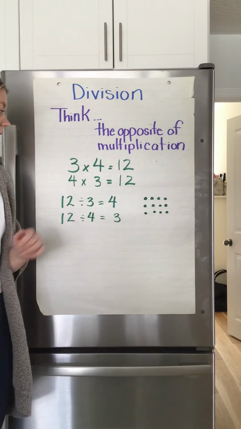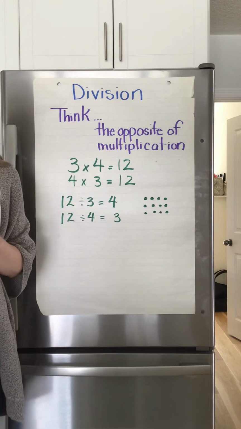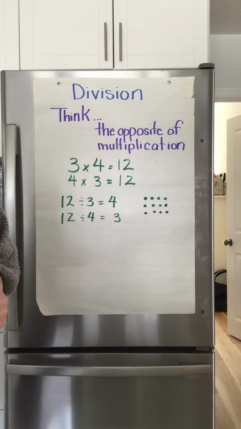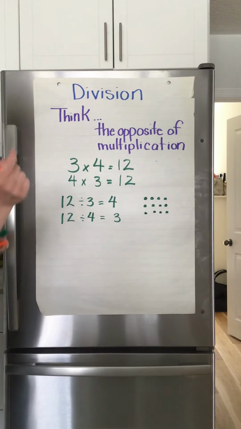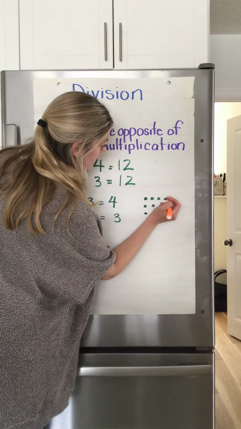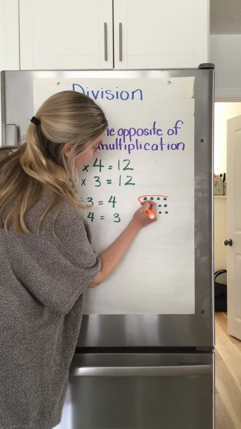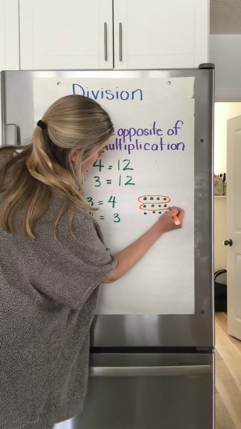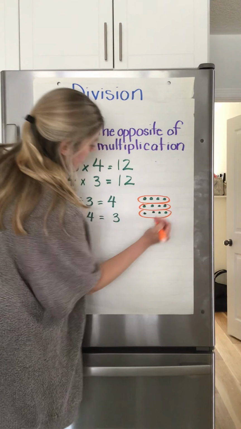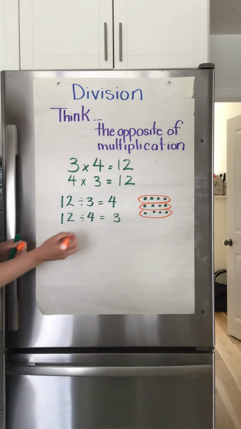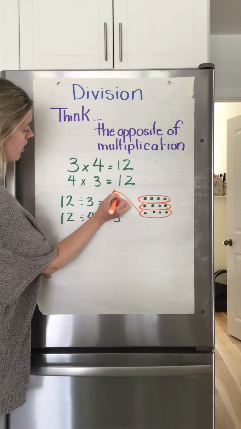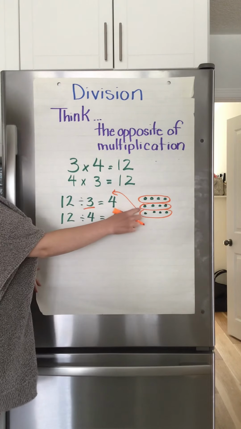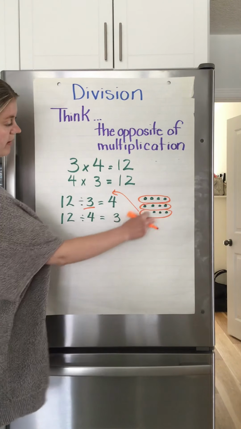If I'm looking at how to divide these objects into equal groups, I can look at ways of separating these objects. So I can make my groups of 3. So I have 3 groups. I have 12 things altogether. I have 3 groups with 4 things in each group, 1, 2, 3, 4.